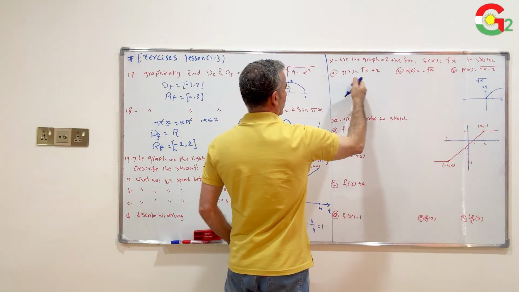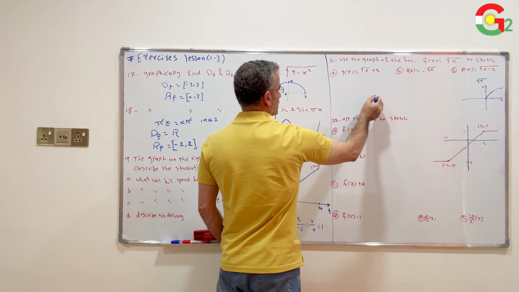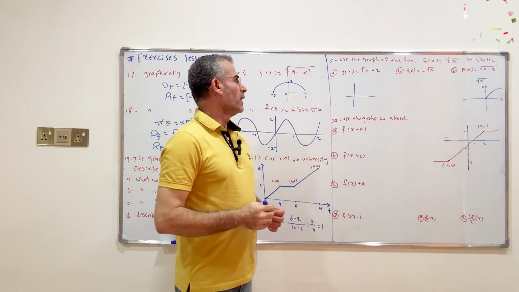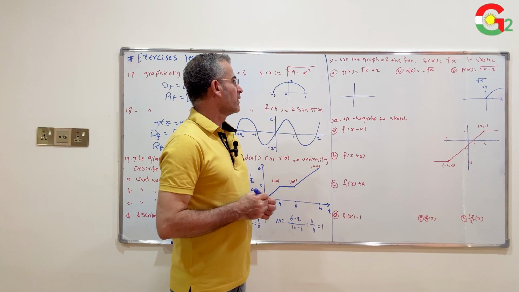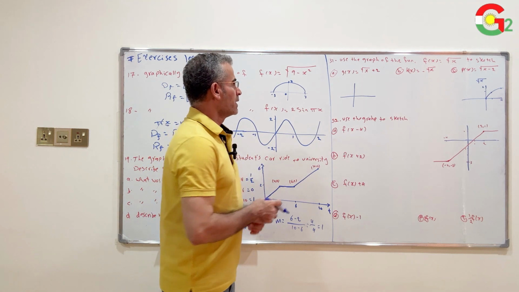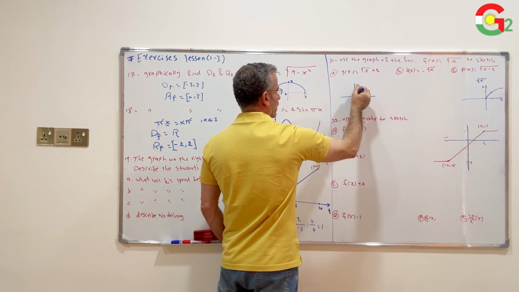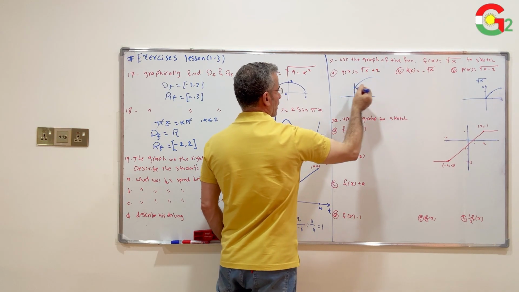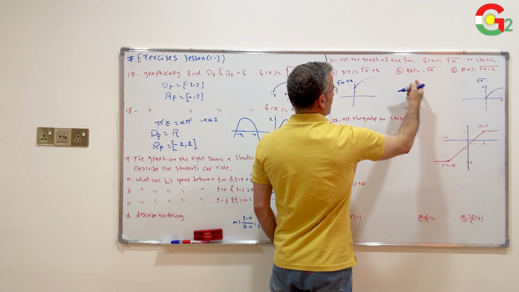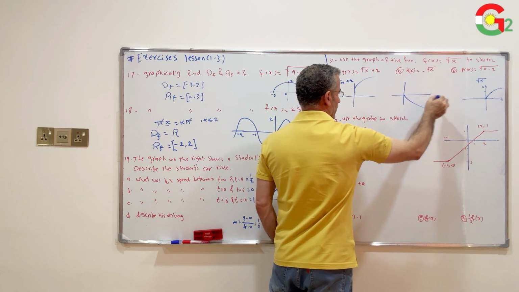Let us sketch the graph of g of x equals square root x plus 2. Square root x plus 2, we have a vertical shift upward 2 units, 1, 2. Then this is the graph of square root x plus 2. For b, negative square root x, we have reflection by the x-axis.